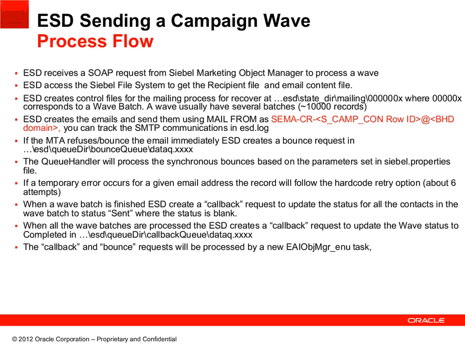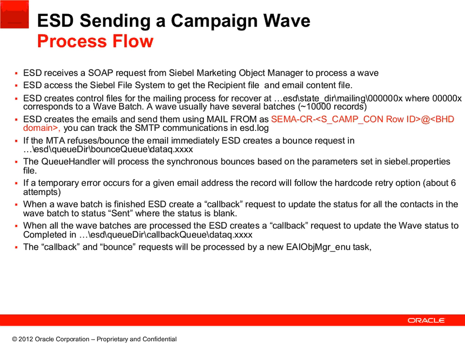Then ESD creates control files for the mailing process. Those files will be created under the ESD date directory, mailing folder, 00x, where 00x corresponds to a particular wave batch. Usually several wave batches are created for a particular wave. Ideally, for every 10,000 records, a batch will be created. Say if you have a wave of 50,000 records, it will create 50 batches to process a single wave.